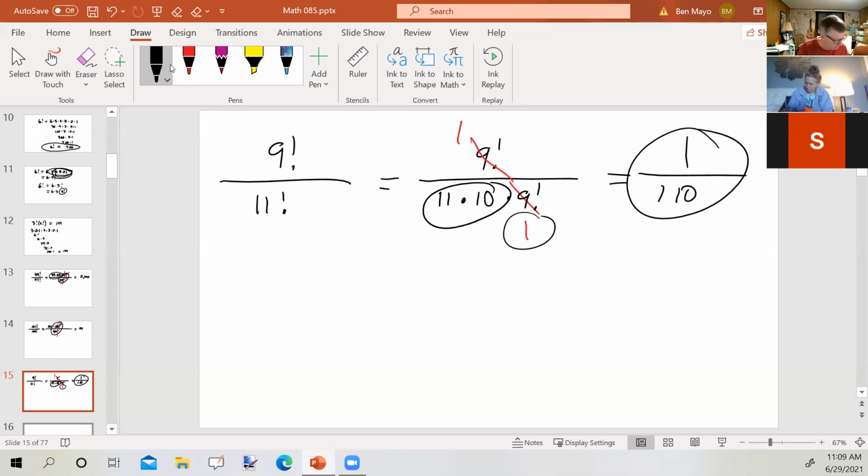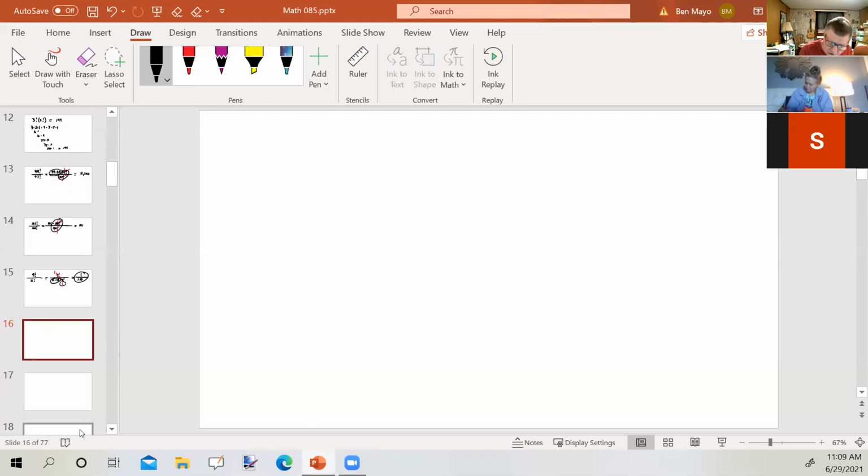Any questions there? All right, now, by definition, 0 factorial equals the number 1, okay? So don't try and figure out, well, but what about this, what about that? Just, that's a definition. 0 factorial equals 1. Trust me, it works, okay?